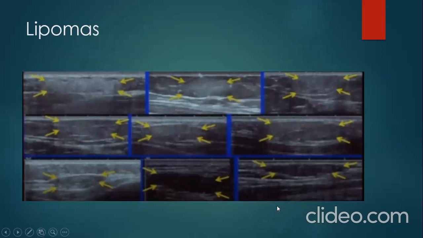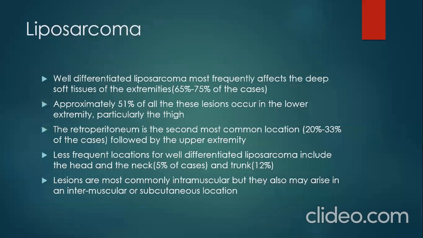All these lesions are lipomas, but as you can see, the echogenicity varies. This is hypoechoic to almost anechoic. This is a bit on the hyperechoic side. This is isoechoic, almost blending with the subcutaneous tissue, so that you might actually not be able to pick it up. So echogenicity varies. Moving on to liposarcoma.